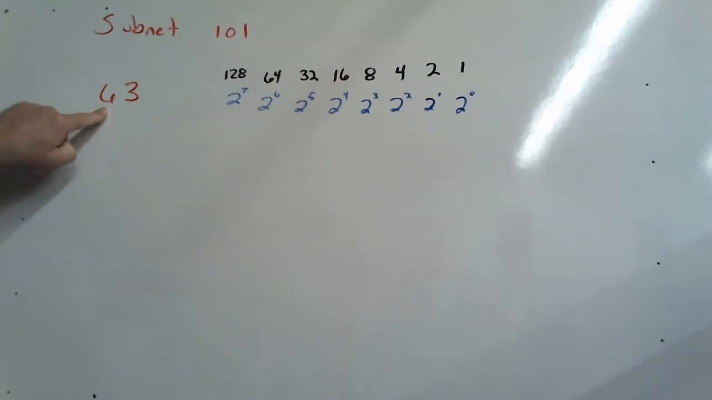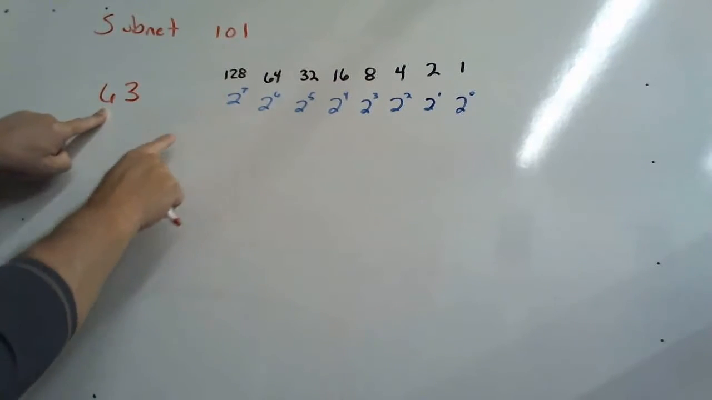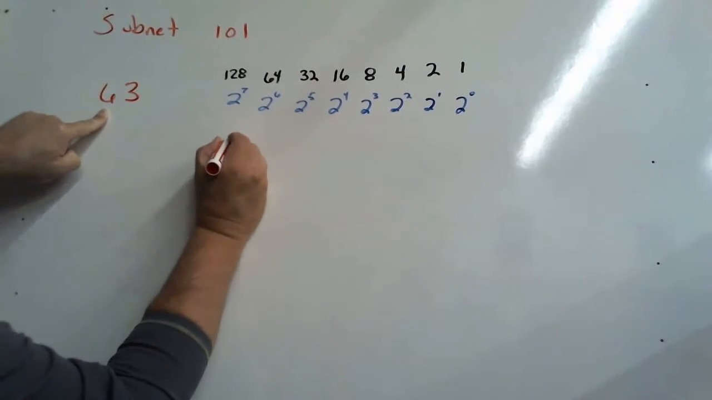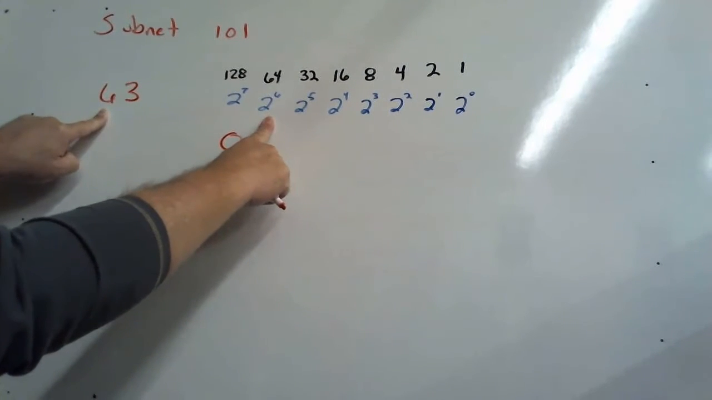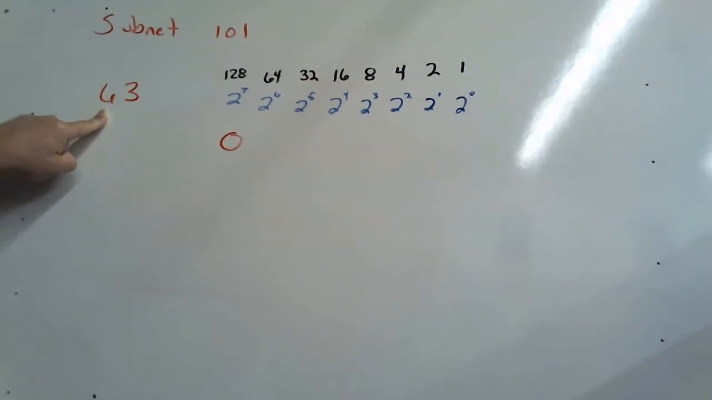But what we're going to do is look at the number we're trying to convert. We're going to start all the way to the left. And my question is, can I subtract 128 from 63? And your answer should be no, because it's much larger than 63. If the answer is no, we're going to put a 0. We're not going to do anything to it. We're going to move to the next digit. It's worth 64. Can we subtract 64 from 63? Again, the answer is no, it's bigger. So we're going to put another 0 there.